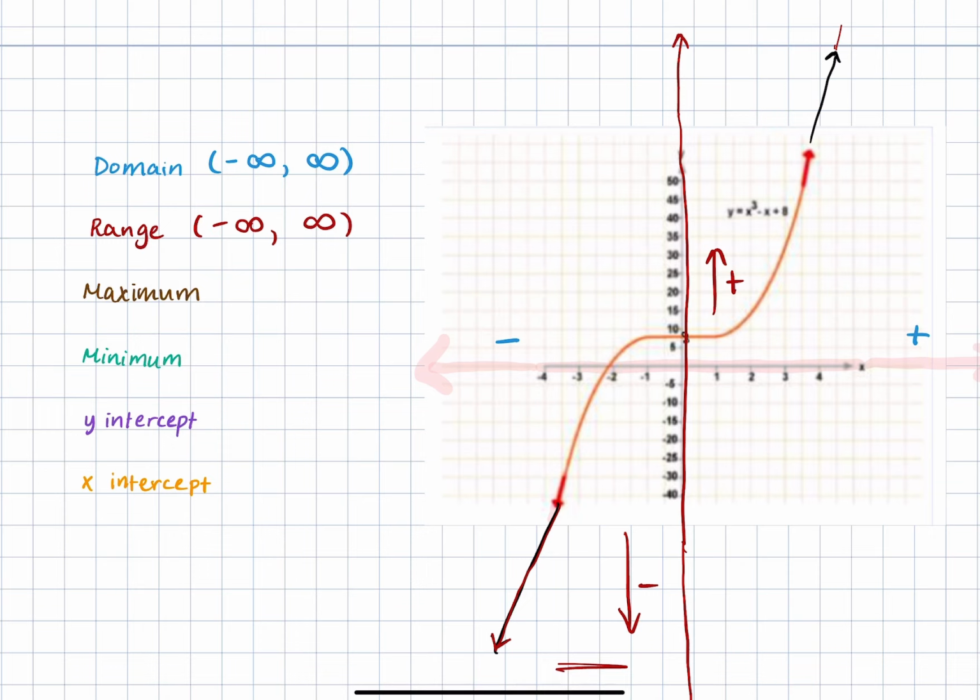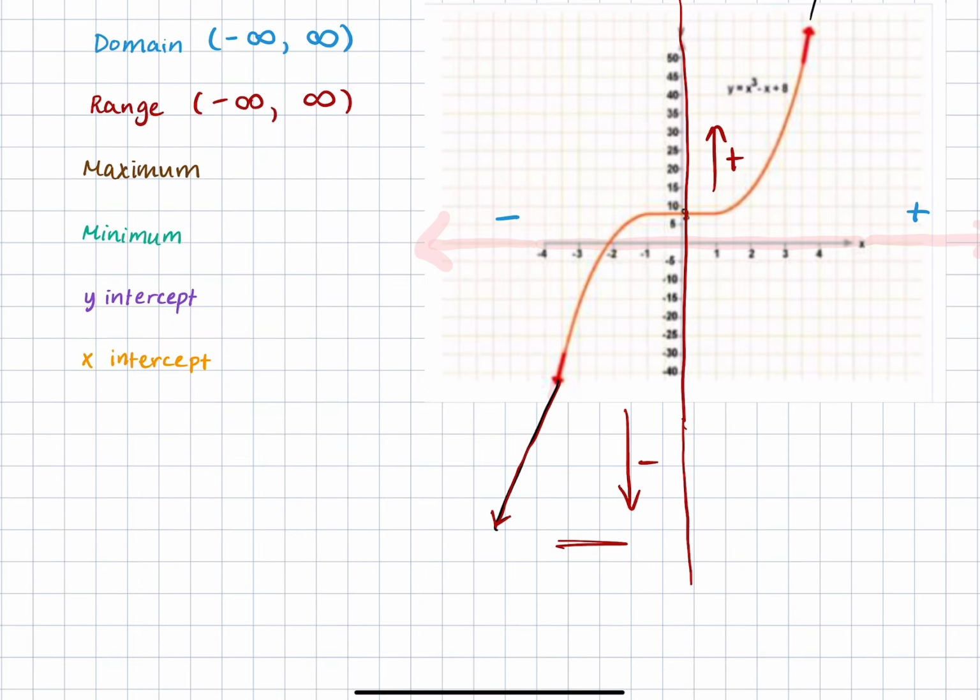And then maximum and minimum. In this graph, we really don't have any maximum and minimums. And that's because we don't really have a peak, like a turning point. We need to have a specific turning point. We don't really have that. This is kind of a flat line, right?